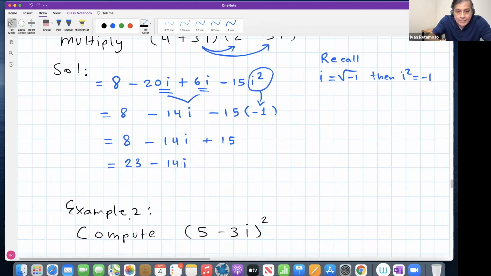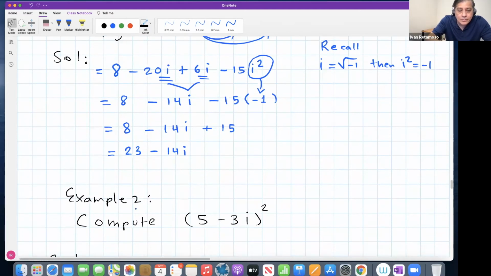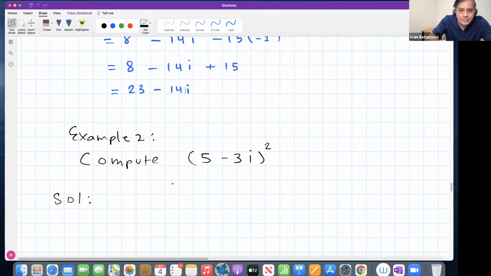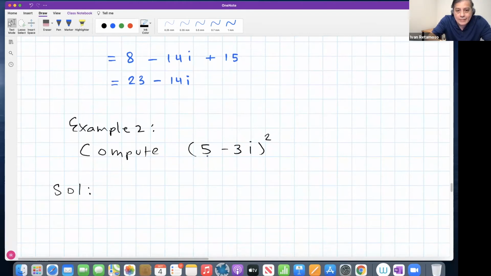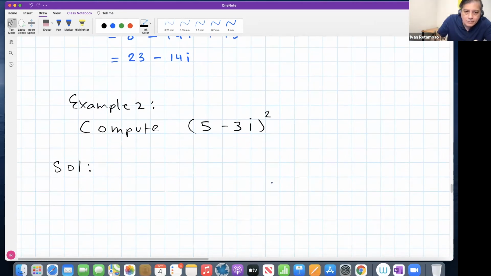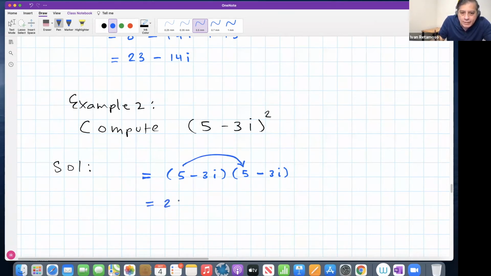All right, so this is the first example. Example 2: sometimes multiplication of complex numbers will be given to you in this form. Compute the square of a complex number, 5 minus 3i squared. How do we do that? Well, remember the square of 5 minus 3i is just 5 minus 3i multiplied by itself. This is how you deal with the square of binomials. And then FOIL this out. 5 times 5 is 25.